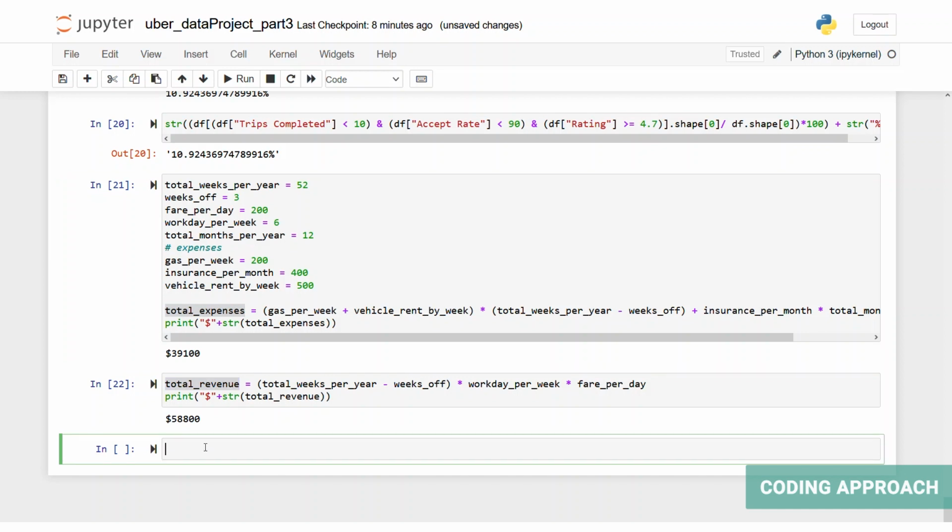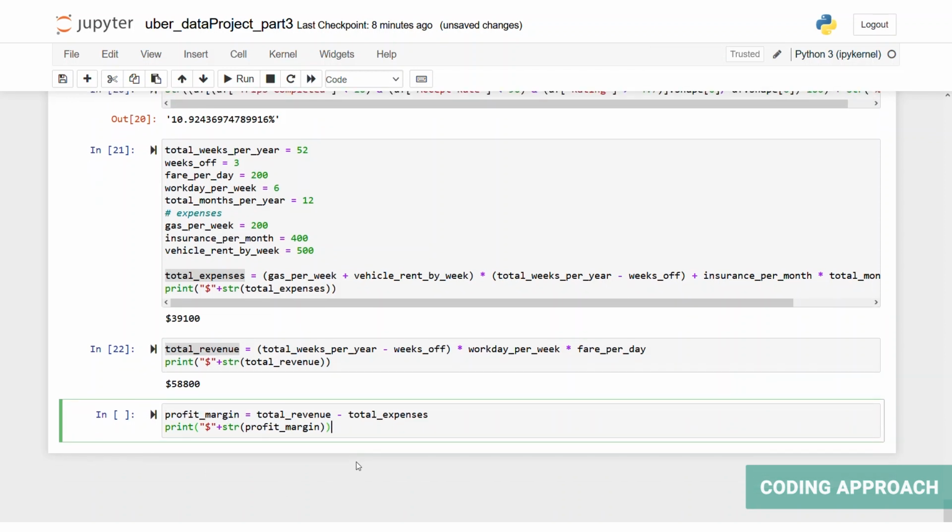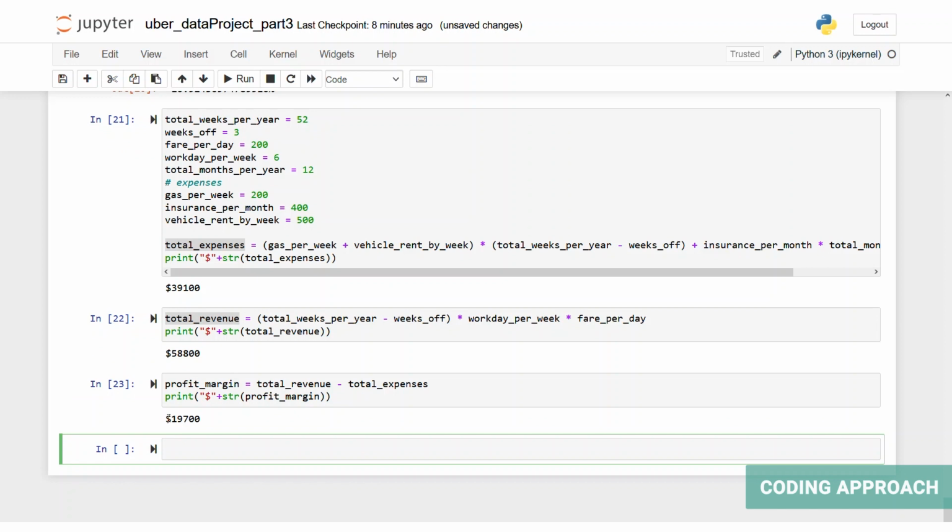The third and final step is where we will subtract the total expenses that we just found from the total revenue, and we'll find the total earnings of our driver. So let's see the code here. Let's call it profit margin, and let's do the same. And here we go. The answer is $19,700. That is his profit margin.